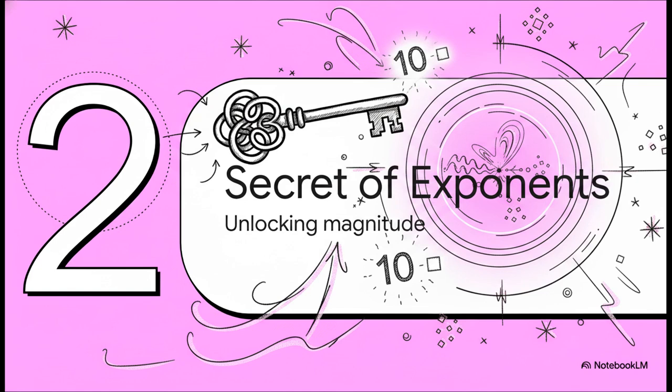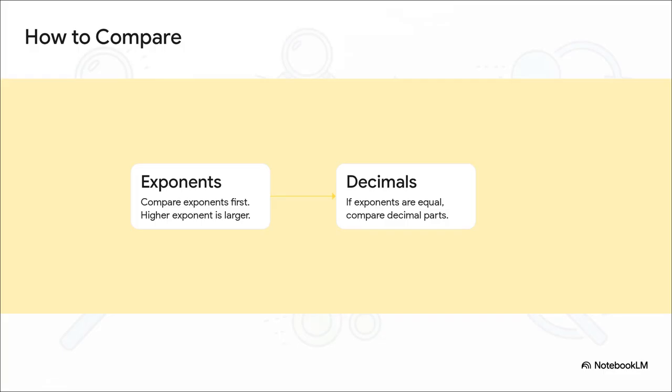Let's unlock that magnitude. Okay, so how exactly do we conquer these disguised numbers? Remember, scientific notation isn't here to confuse you. It's an elegant tool designed to give you the power to easily compare numbers based on their true size. And the exponent? That is the secret key. Here are the step-by-step rules. Step 1. Always compare the exponents first. This is our mathematical way of applying right judgment.